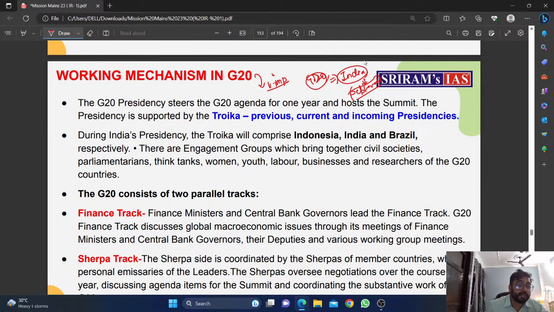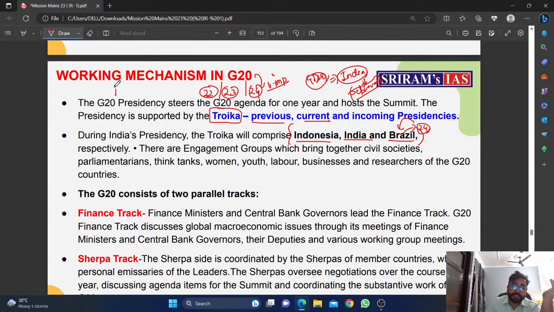G20 is driven by the Troika, which includes the country that hosted the G20 summit previously, that is the previous year, 2022, the country that is going to host the summit this year, and the country that will host the summit next year. So the Troika includes three countries: previous, current, and next. Right now the Troika has Indonesia, India, and Brazil. So the summit for 2024 will take place in Brazil.